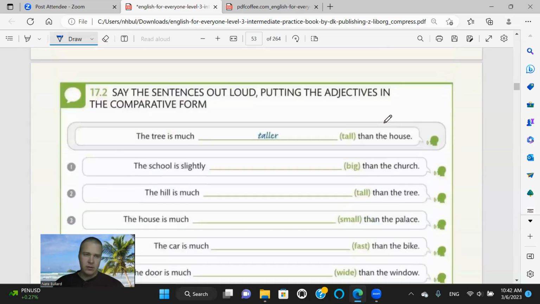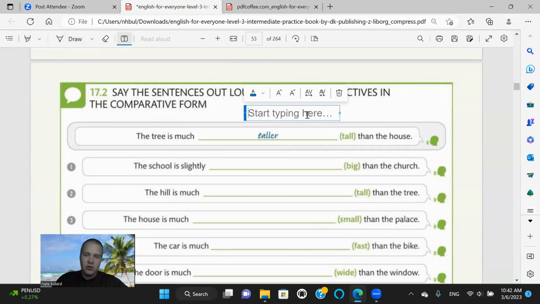All right. This one. Say the sentences out loud, putting the adjectives in the comparative form. All right, we're going to work on this. This is, like I said at the beginning, usually when it's a small word, we're just going to add ER. In Spanish, much taller. Bueno, in English, much taller. In Spanish, mucho más alto. Vamos a añadir ER para ponerlo en esa forma.